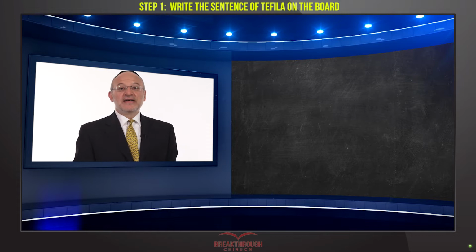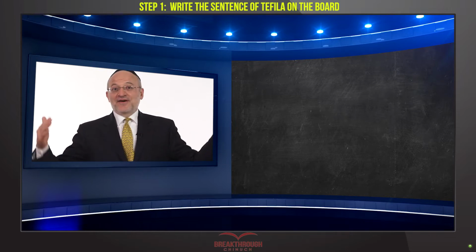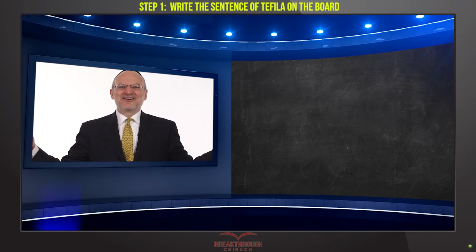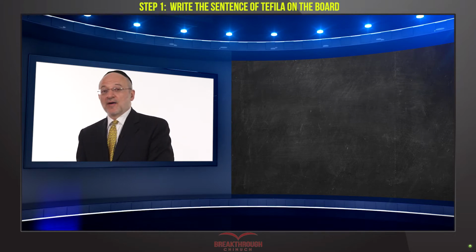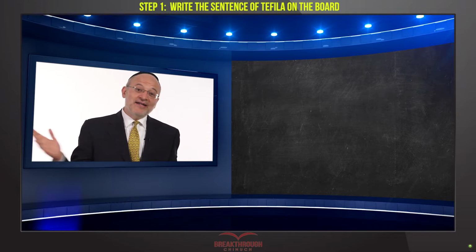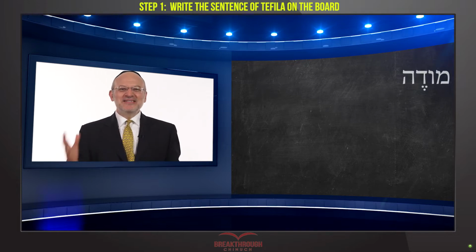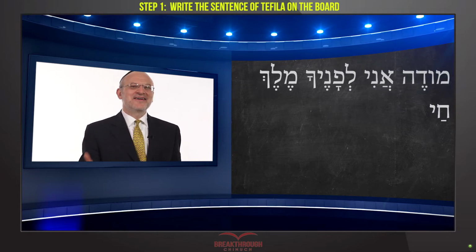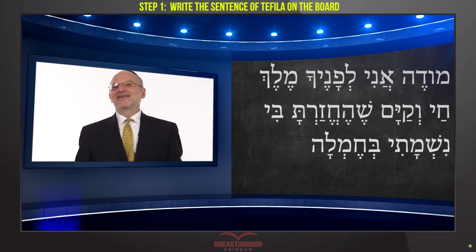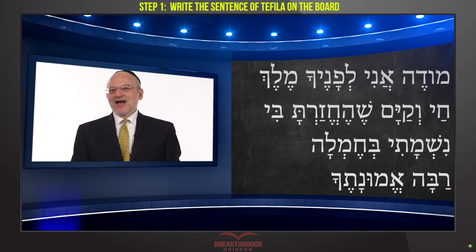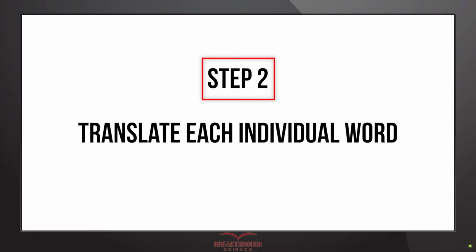So step number 1 is you'll start off with, let's say, the first words we say in our davening, Modeh ani. And you'll put that on the board, on a smart board, on a flip chart, and you'll write it all out as neatly as possible. Modeh ani lefanecha, melech hai v'kayam, shehechazarta bi nishmasi, behemla, rabbi munasecha. Once you've done that, you go to step 2.